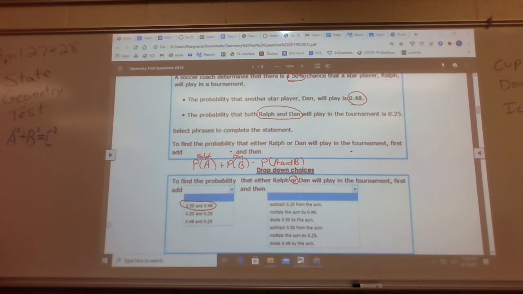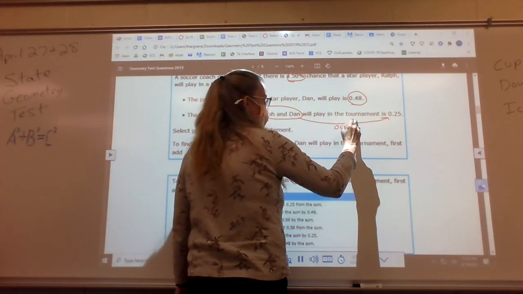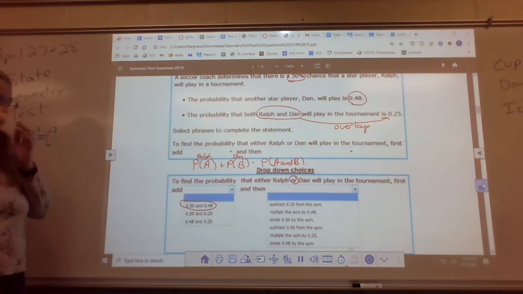But the problem is there's some overlap. There's some cases that Ralph was counted, Dan was counted, they were both counted together. So I had to get rid of the overlap. And this is the overlap. So to get rid of the overlap, well, this one they gave us a lot of choices. Which one's it going to be?